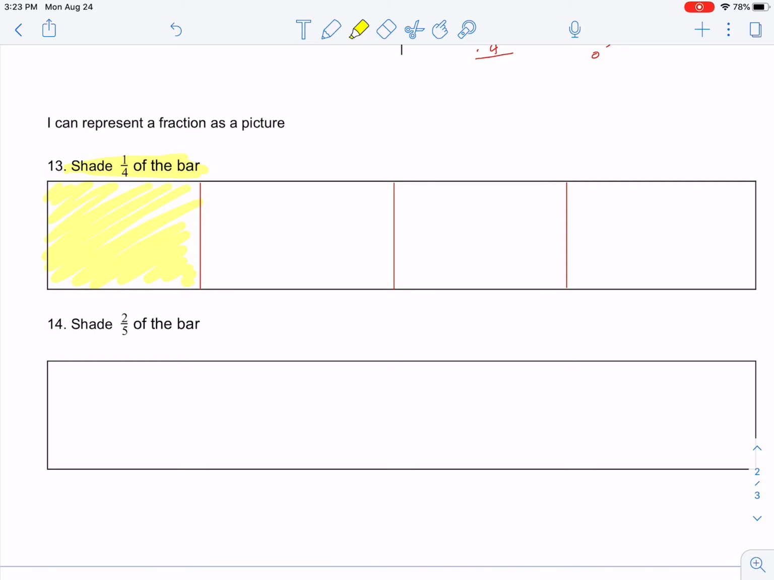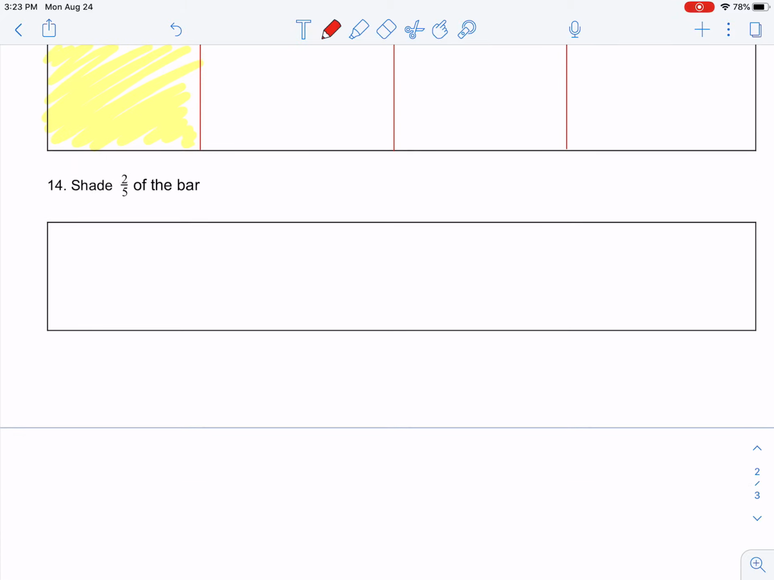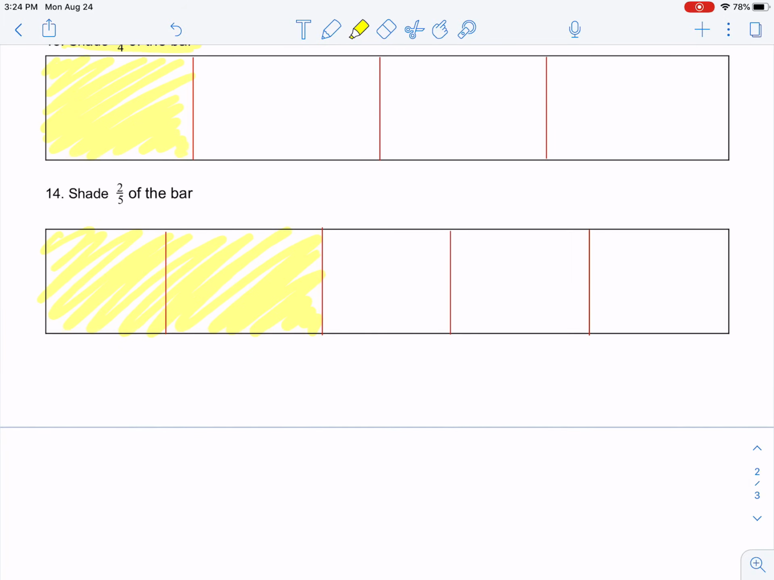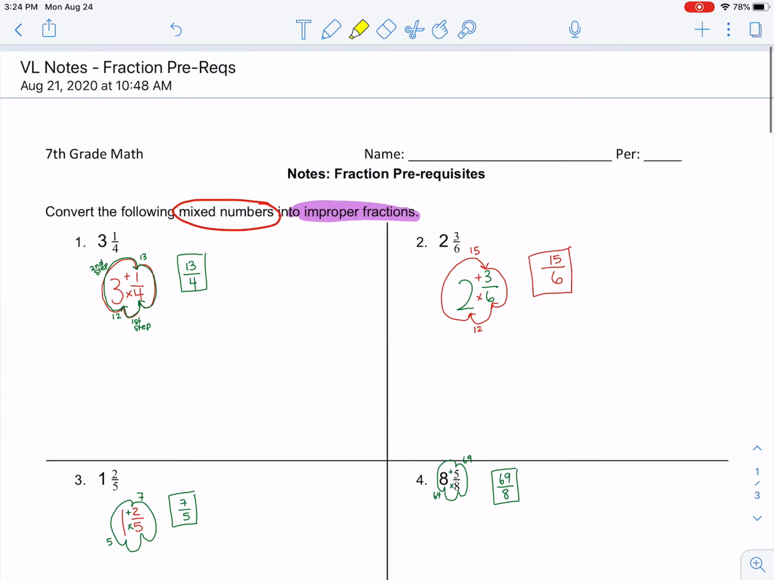And that's it. Number 14, same thing. Now we have 2 out of the 5. So we can't cut it in half because it's 5 different bars. So we can do 1 here, 1 here, 1 here, and 1 here. So we have 5 different bars that look very equal, hopefully. And then we can just shade in the 2 bars out of the 5. And this represents 2 fifths. And that is it for our fraction prerequisites.